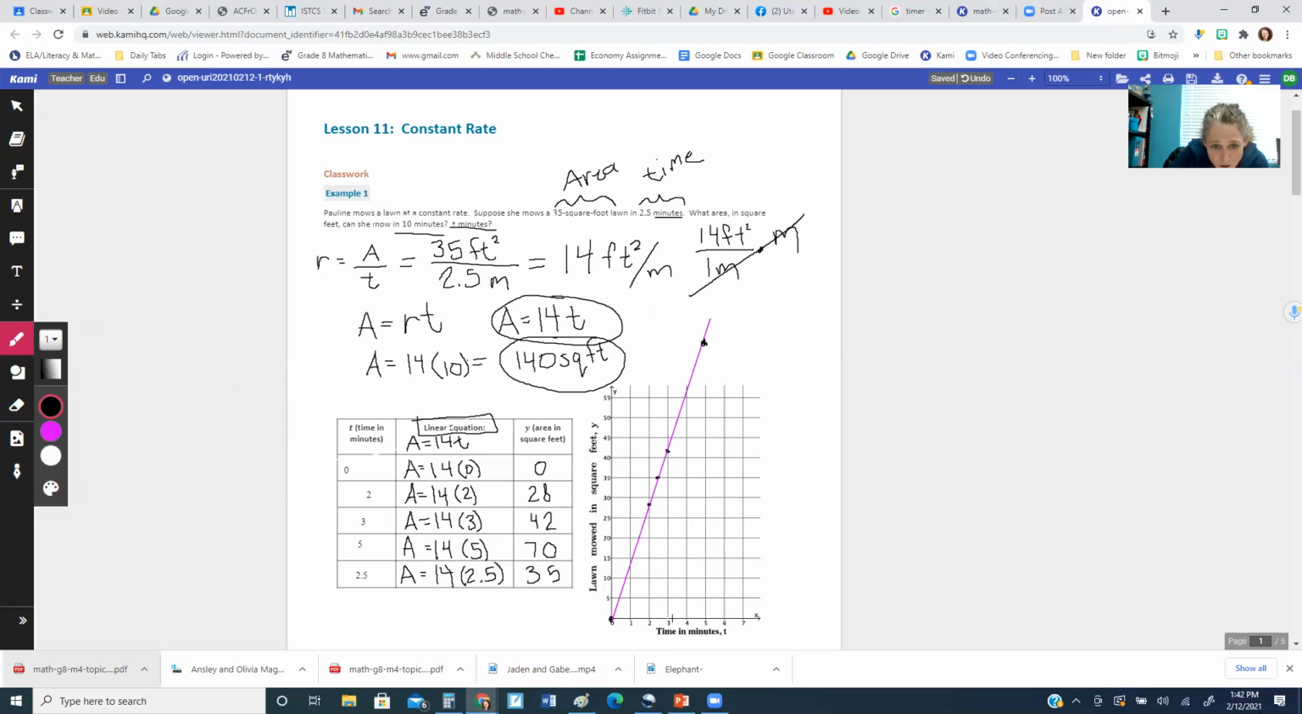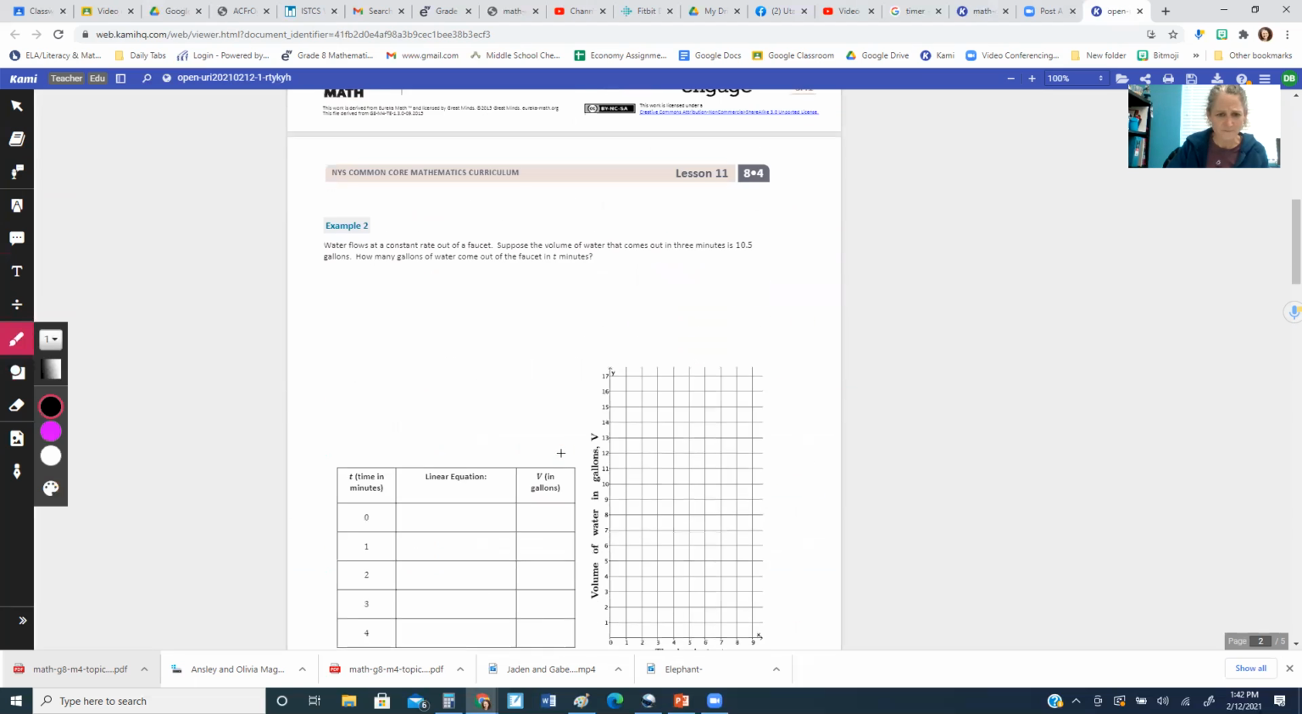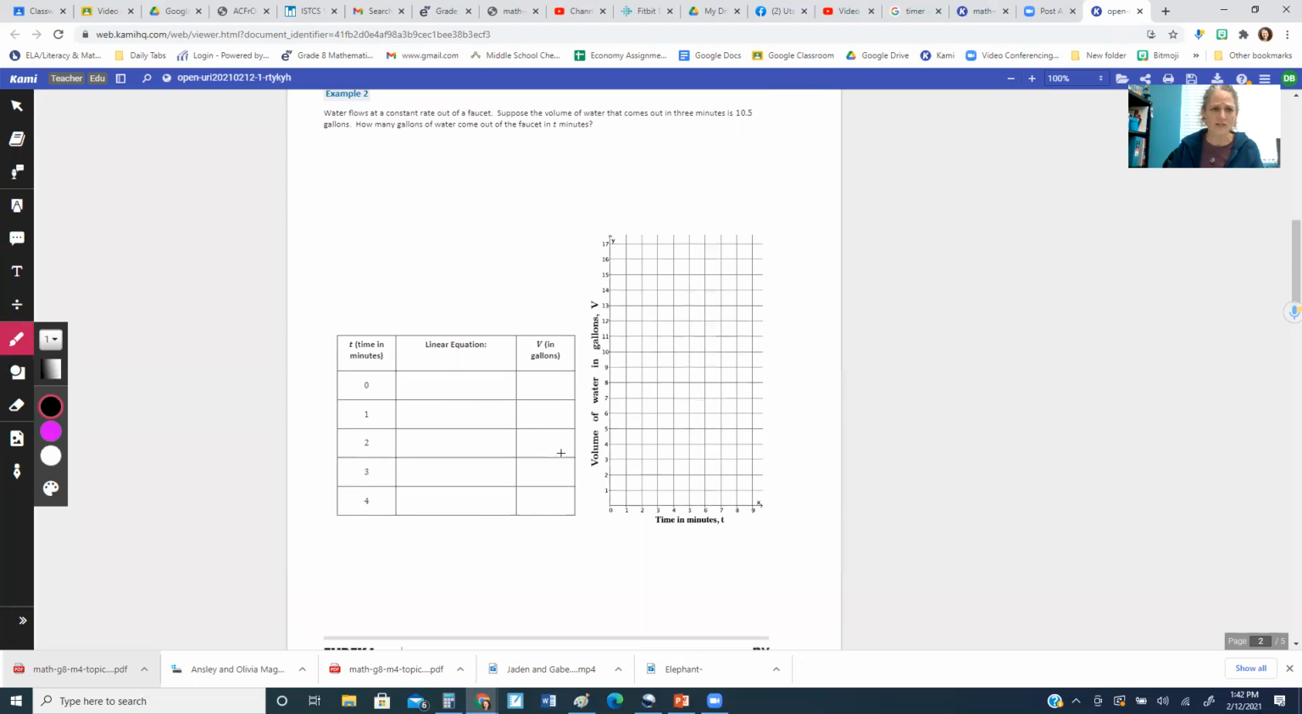How much has she mowed after 3.5 minutes? I can just go up here and be like, oh, 3.5 minutes, it's pretty darn close to 48 right there. Am I going to be exact? No. Am I going to be close? Yes. So you can do it looking at the graph too. Let's move on. Let's do another one of these. We're going to do another example.